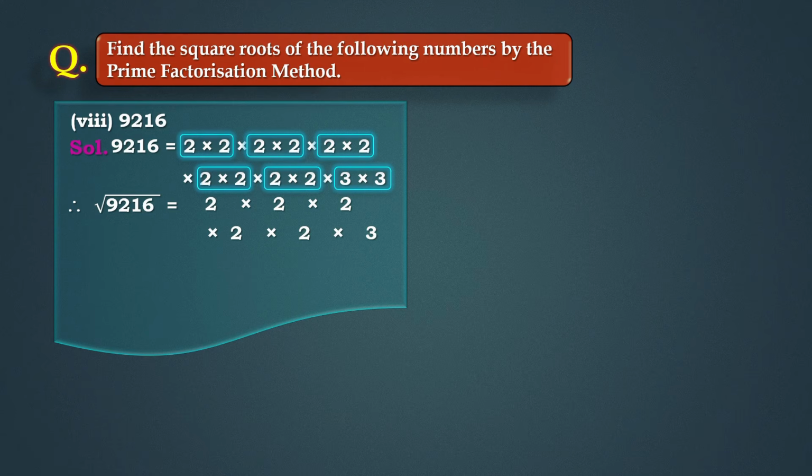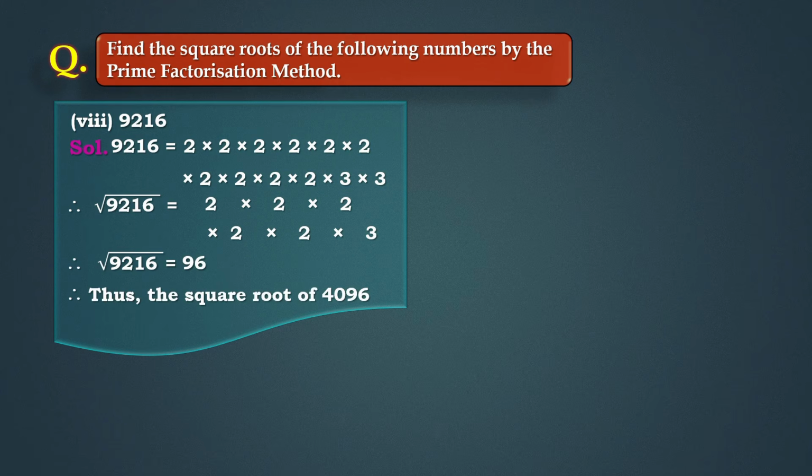Now, multiply step by step. 2 multiplied by 2 is 4. 4 multiplied by 2 is 8. 8 multiplied by 2 is 16. 16 multiplied by 2 is 32. 32 multiplied by 3 is 96. Therefore, the square root of 9216 is 96. Keep practicing to improve your speed and accuracy in solving such problems.